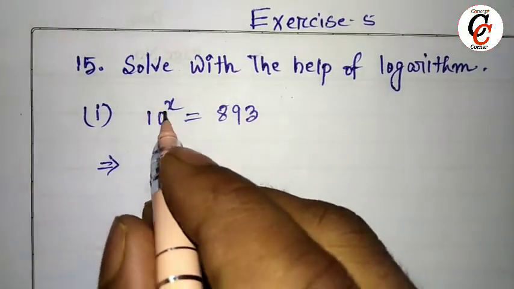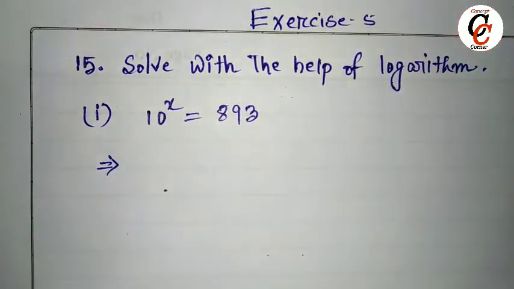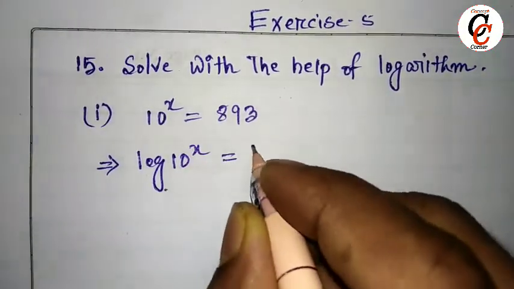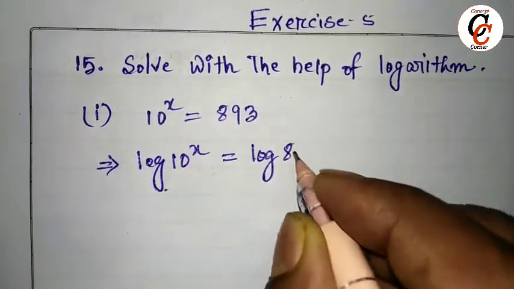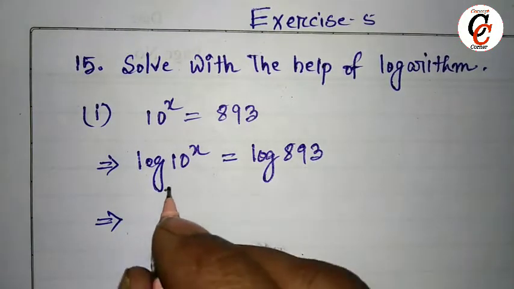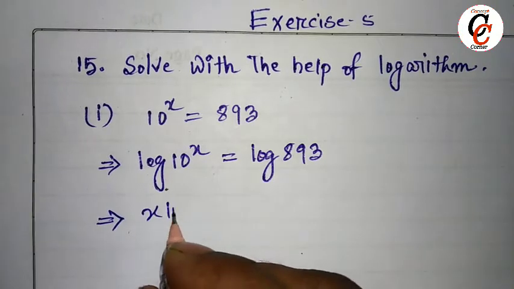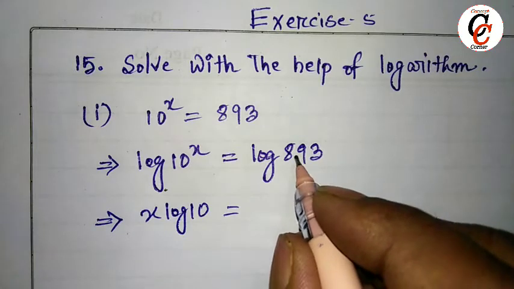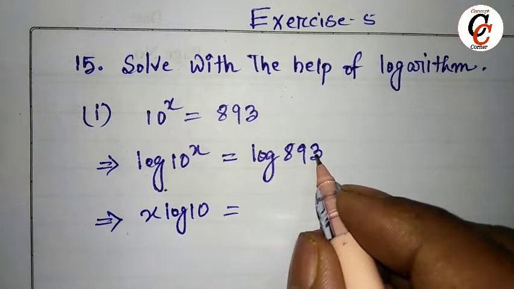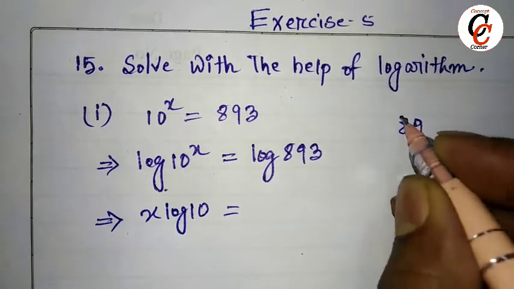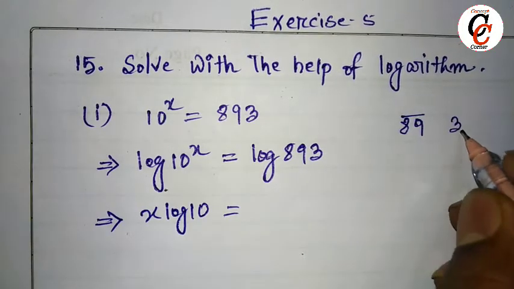Use logarithm, take log on both sides. So log of 10 to the power x is equal to log of 893. Here log of 10 to the power x means x log of 10, and here log of this 893. We have to find the value from the logarithmic table. We have to see column number 89 and row number 3.